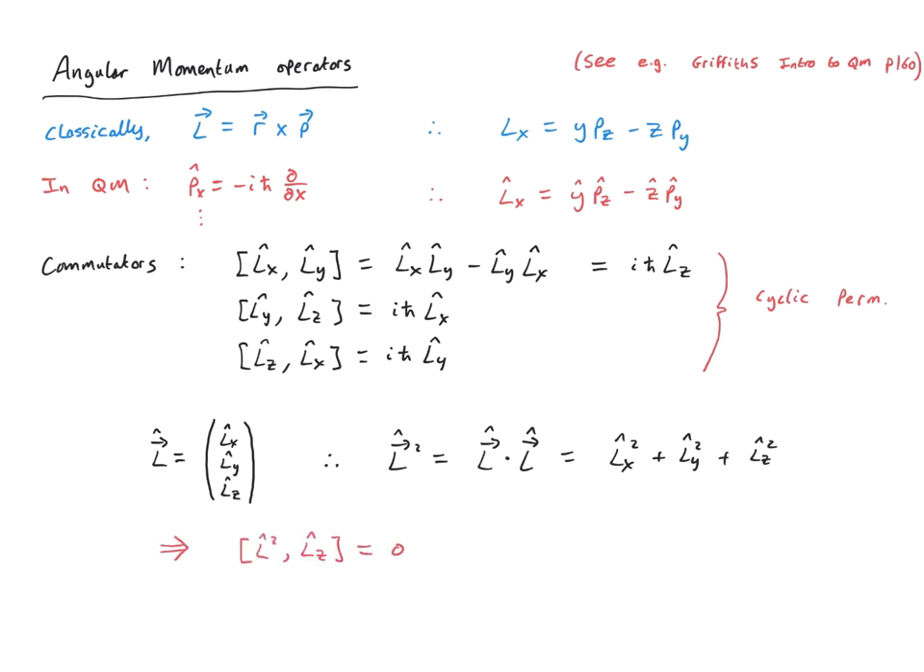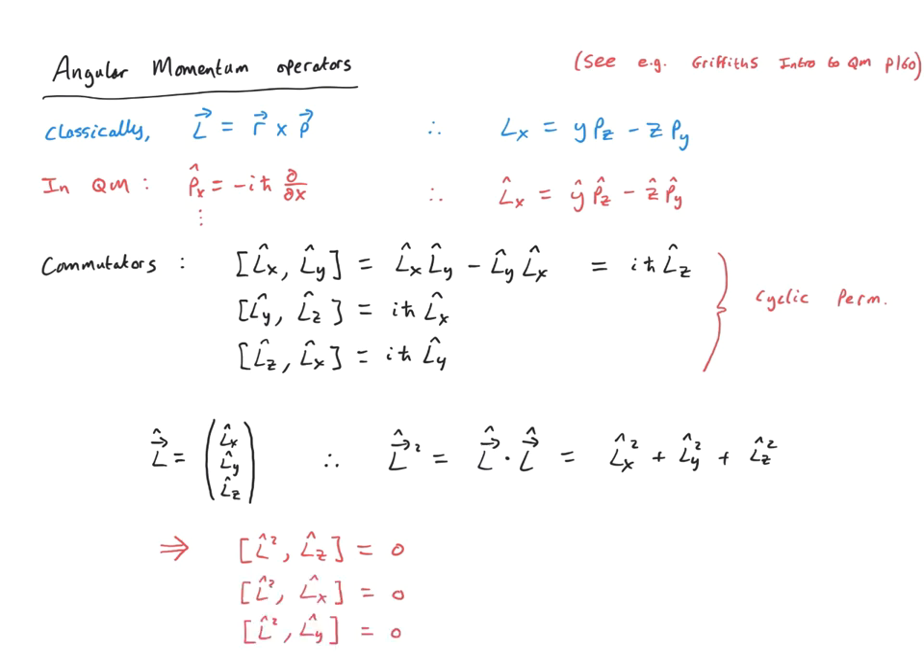With that done, we can compute the commutator of L squared with Lz, and we'd find that indeed this was equal to 0. This is important because it tells us that we can label states by both the eigenvalues of L squared as well as the eigenvalues of Lz. We can therefore generate a good quantum mechanical basis for our system using states labelled by L and Lz.